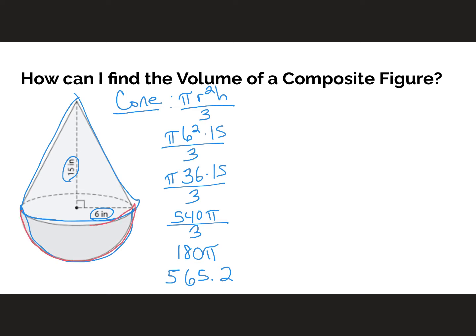I also have a hemisphere, that is half of a sphere on top of it. So, for my hemisphere, a hemisphere is half of a sphere. Remember, our sphere formula was pi times the radius cubed times 4/3. So half of 4/3 is 2/3. So this one's going to be 2/3 times pi times my radius cubed. Here my radius is still 6. So it is 2 times pi times 6 cubed divided by 3.